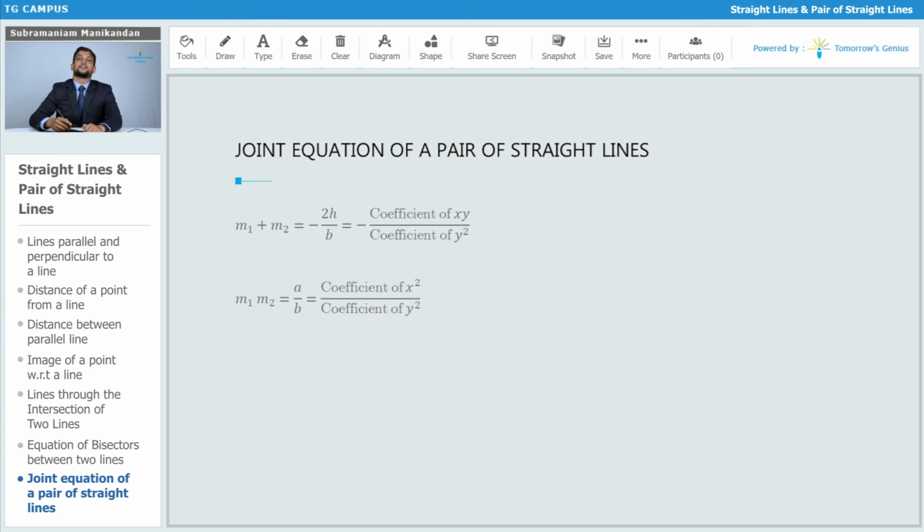However, we can find out if you have two lines y equals m1x and y equals m2x, right? We can write the equation of two lines which are passing through the origin in that form. Yes. So if m1 and m2 are the slopes of those two lines, then the sum of the slopes of the lines, that is m1 plus m2, is obtained by minus 2h upon b, and the product of slopes is obtained by a upon b.